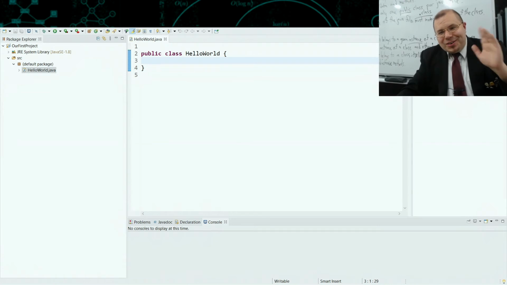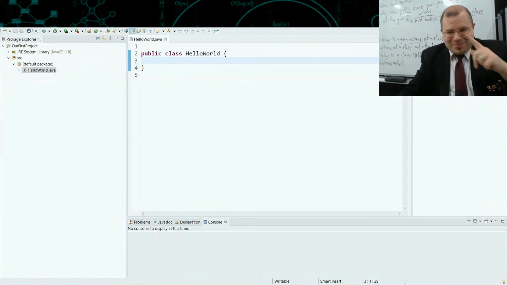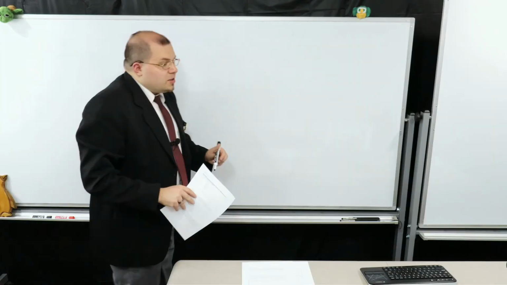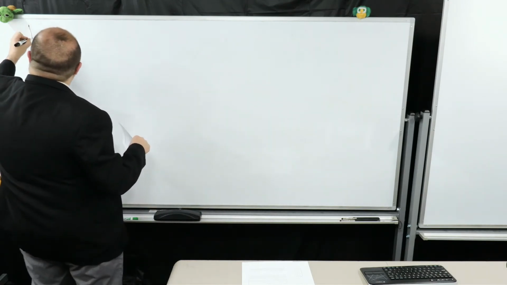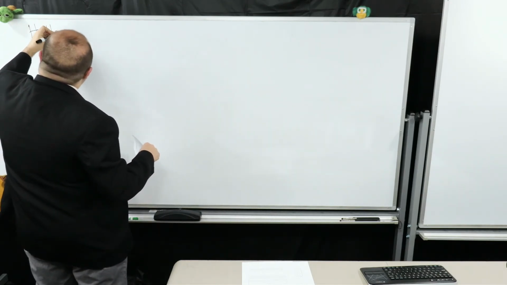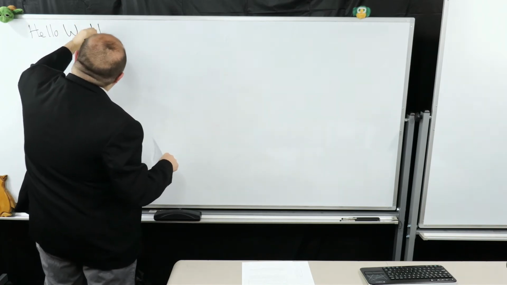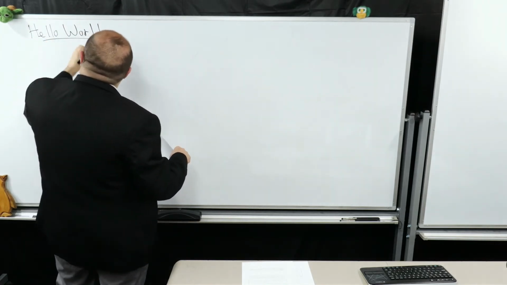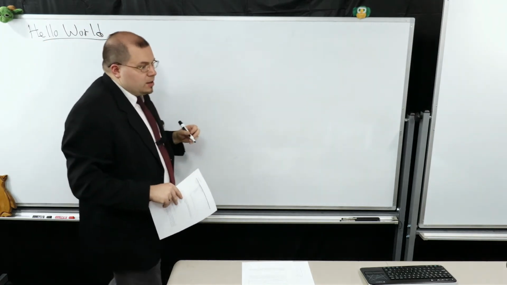Now that we have our class, we're going to move back to the board and we're going to talk a little bit about what we're going to do for our first program. Okay, so let's go back over that way. So anyways, we're going to create our first program. We're going to call it Hello World. So we've created the HelloWorld class in Eclipse.